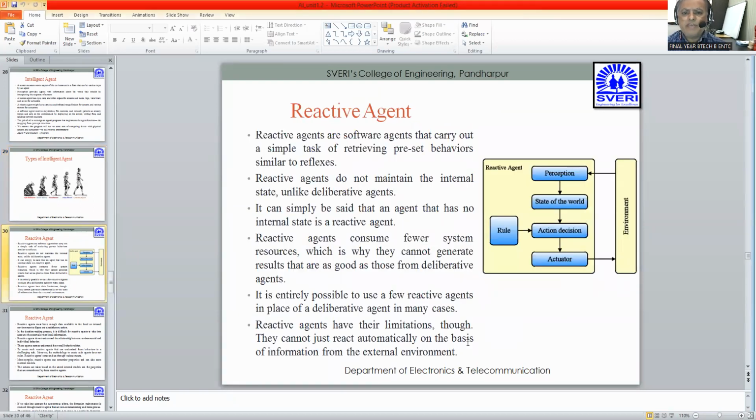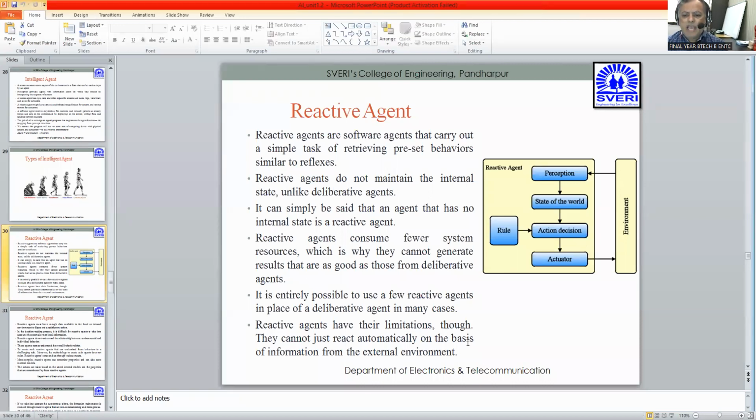We have seen the reactive agent as a type of software agent that carries out simple tasks, right? They do not actually maintain an internal state. That is the difference between a reactive agent and a deliberative agent. So they do not have an internal state, and hence are sometimes called no internal state reactive agents. They cannot generate results as good as a deliberative agent does, but the most important thing is that in place of one deliberative agent, you can use a number of reactive agents, right?